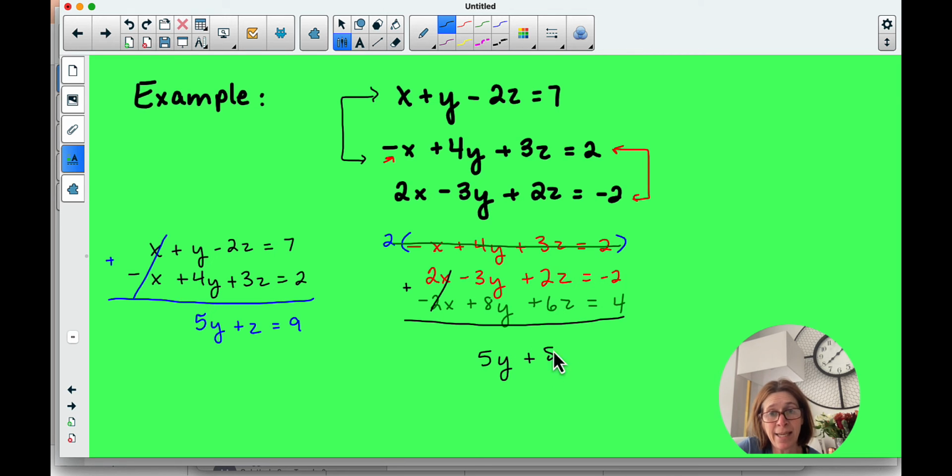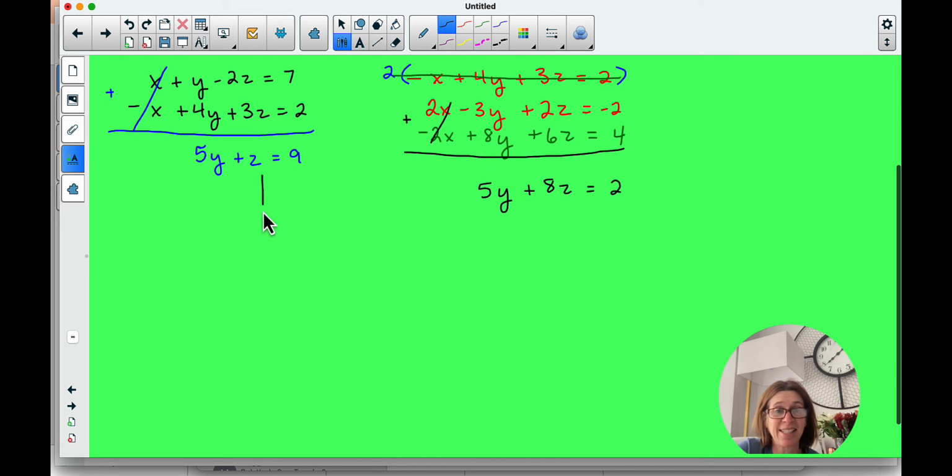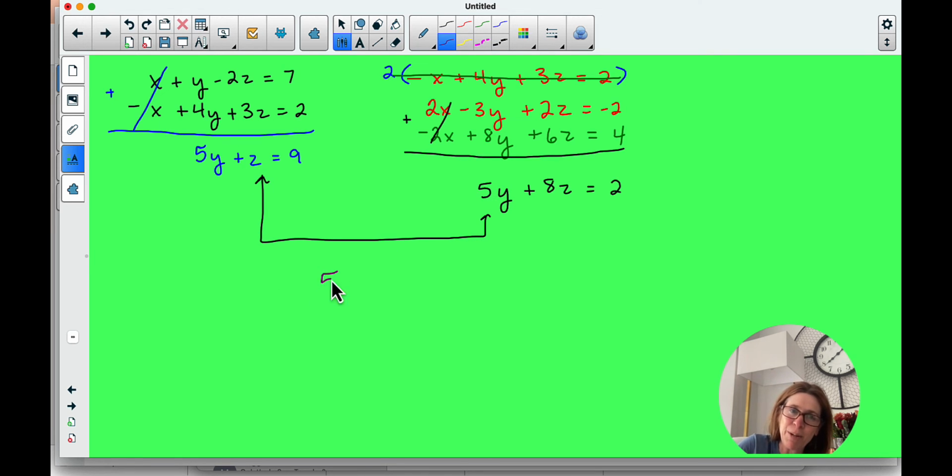Okay, now I'm going to add the equations together, and these get eliminated, and I get 5y plus 8z equals 2. All right, so now if I think about that, these guys are now an equation in two variables, which I know how to solve from my Algebra 1 class. So I'm going to pair them up.